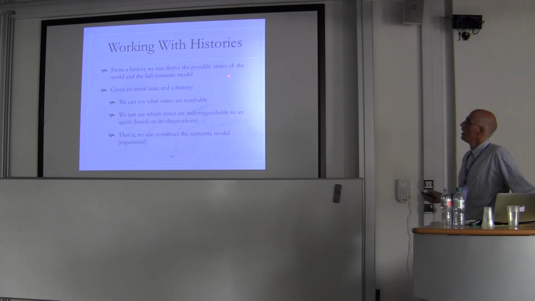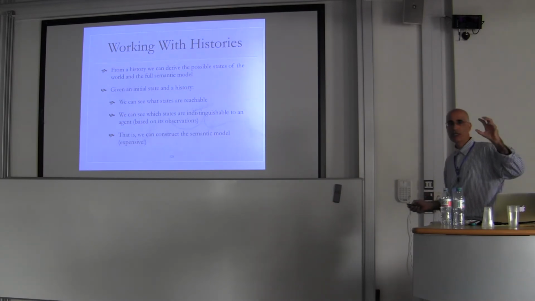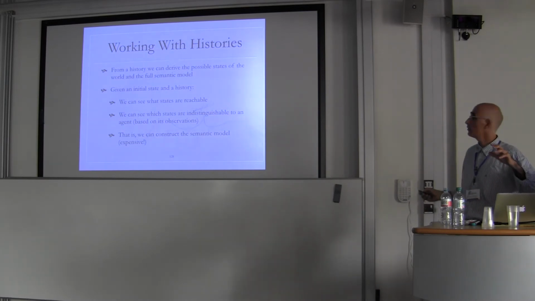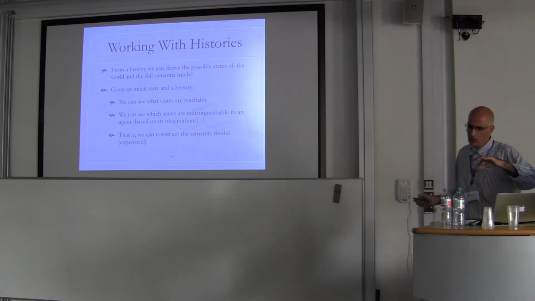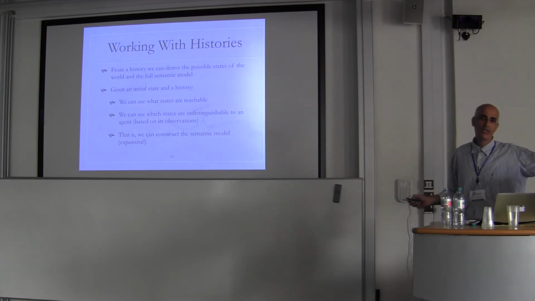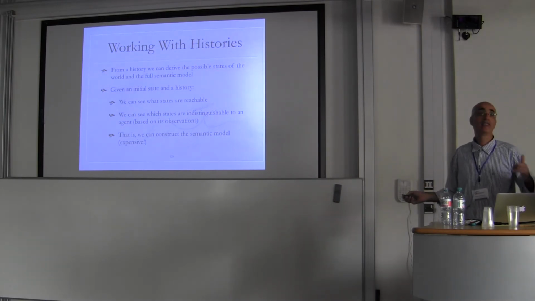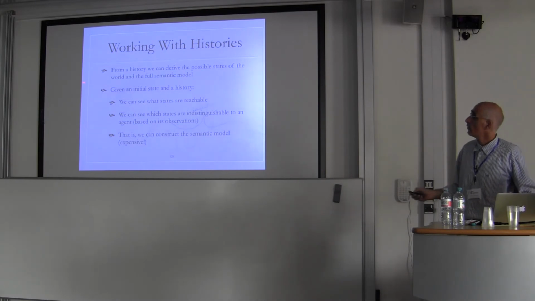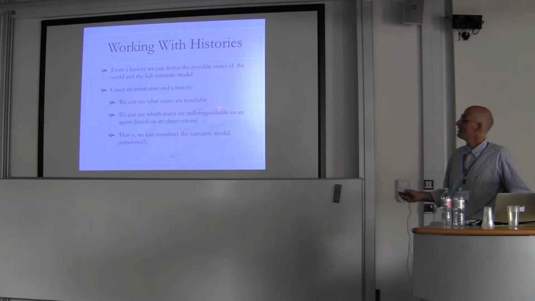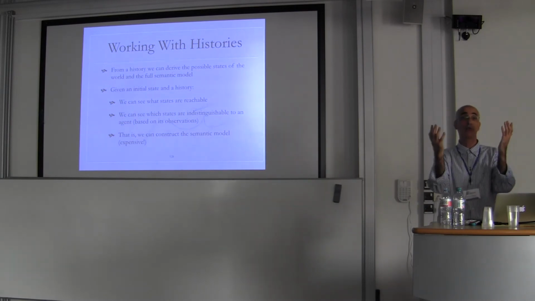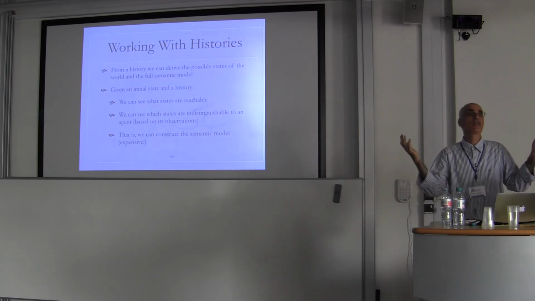From a history you can derive, if we have a history, again, a history is a concrete initial state and a sequence of actions and observations by the entire system, okay? All of the agents. So if you have a history, you can derive the possible states of the world, and you can generate this full semantic notion, this Kripke structure. Given an initial state and a history, you can see what states are reachable, okay? You can see which states are indistinguishable to an agent based on its observations. So two states are indistinguishable given a history if they would lead to the same observations.